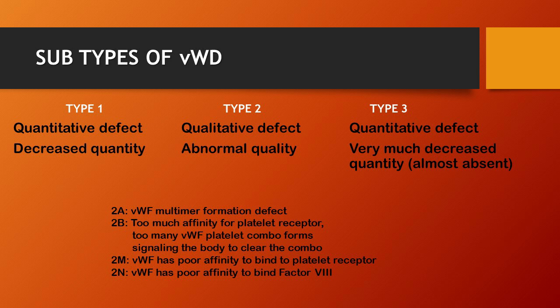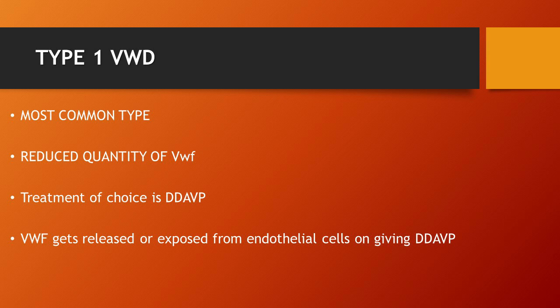2A means multimers are less. 2B means too much affinity to platelet. It will not release the platelet. Hope it is clear. In all except 2B, you can give DDAVP, but DDAVP classically is most effective in type 1 because the problem in type 1 is just a decrease in the quantity of von Willebrand factor. So by giving DDAVP, you can increase the quantity of von Willebrand factor by releasing it from endothelial cells. Type 1 is the commonest, so for that, DDAVP is the drug of choice.